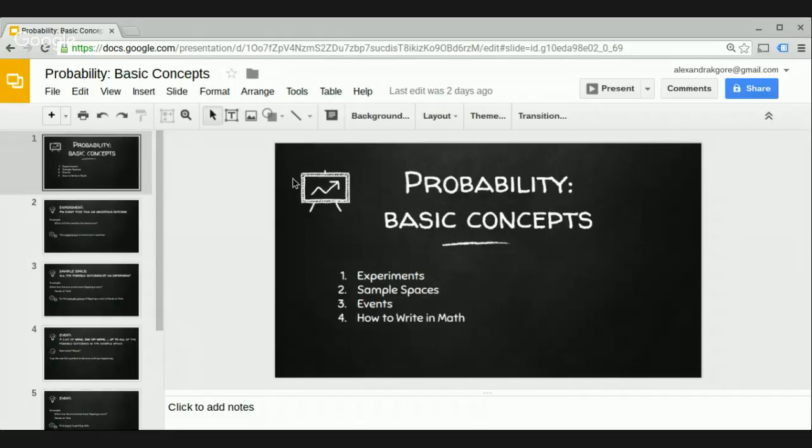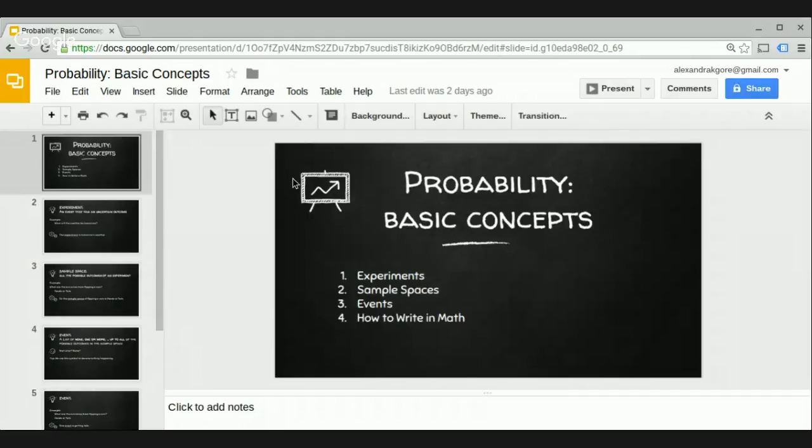So, today we're going to cover experiments, sample spaces, events, and a little bit of how to write in math. Because a lot of probability is translating what you want to talk about with your friends, like, oh, I think there's a 50% chance of something happening, to math language, which is easier to do complex things with that you can't really talk about with your friends so easily.